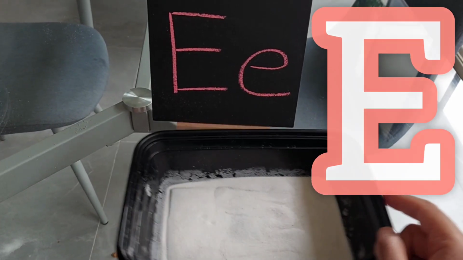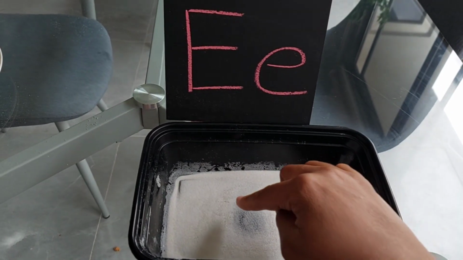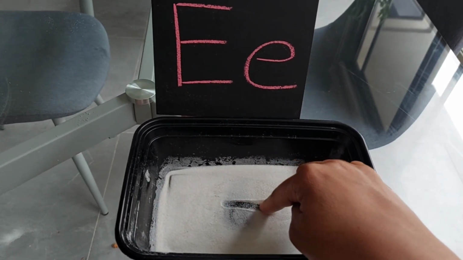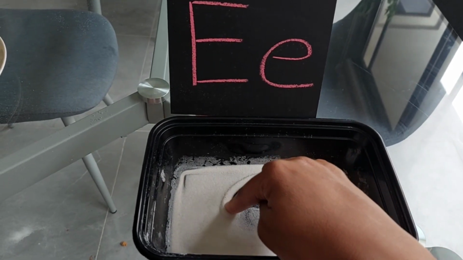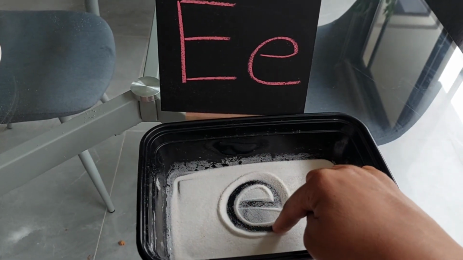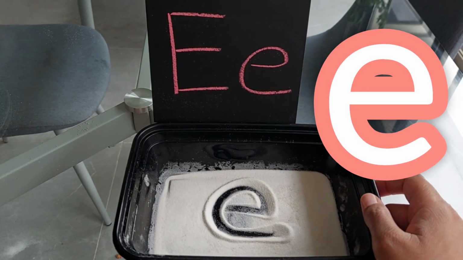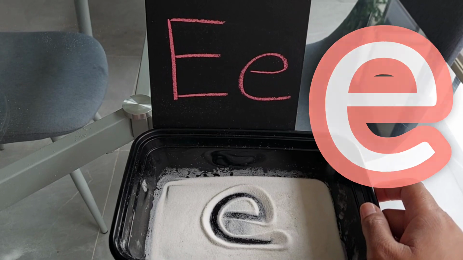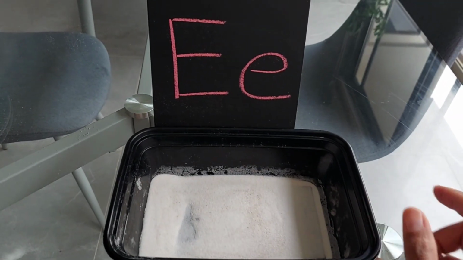Good job, fantastic. Now let's learn how to write a lowercase e. We're gonna make a straight line and then go up and around all the way to the bottom, just like that. Fantastic. You guys are doing such a great job. I hope you guys are having fun.